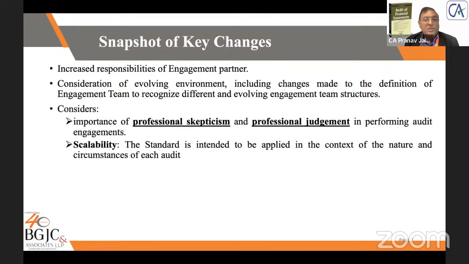Scalability we have already discussed. It is intended to be applied in the context of the nature and circumstances of each audit. So we will discuss it a little more in detail in a subsequent slide.